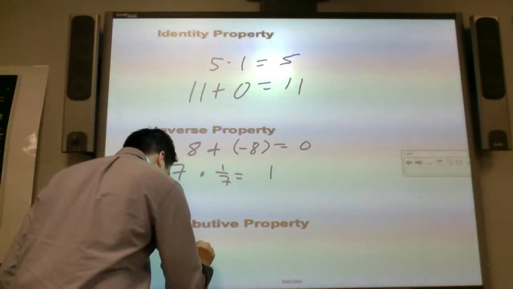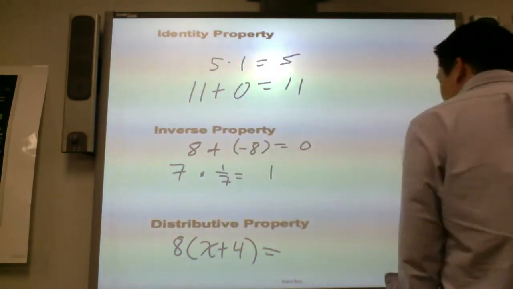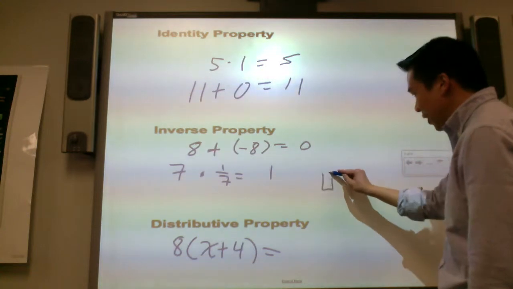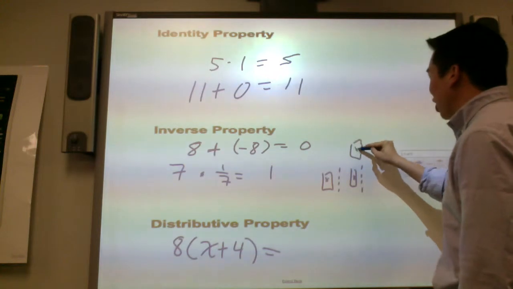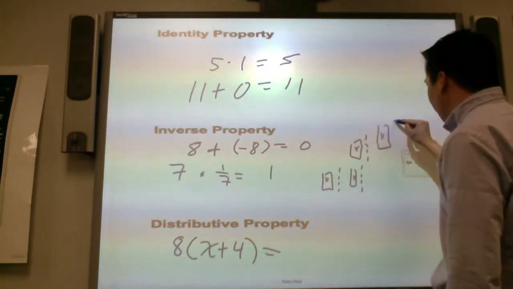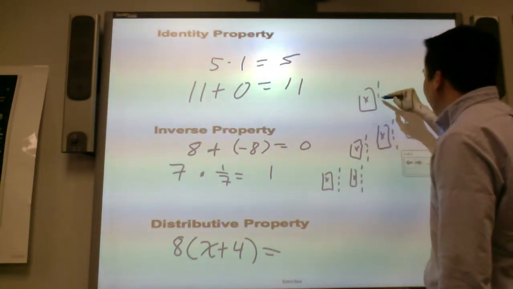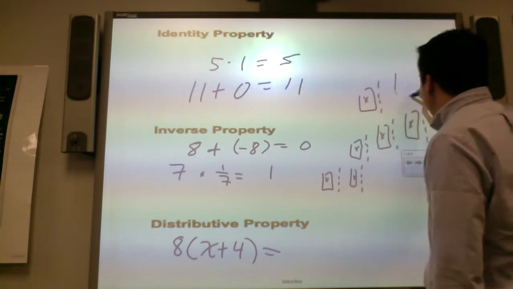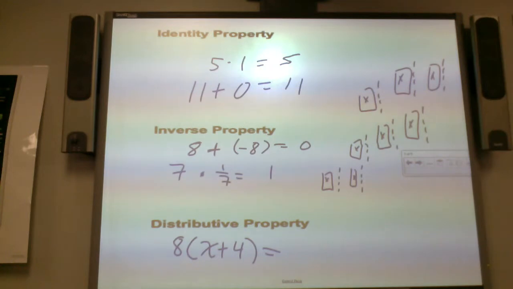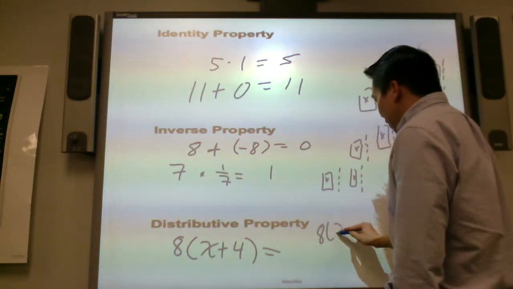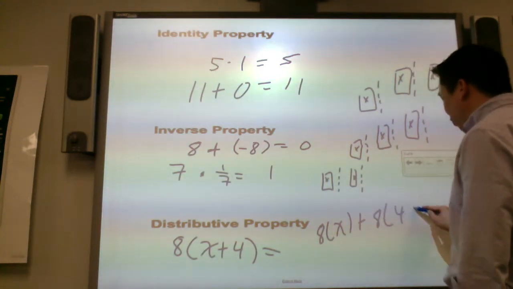You have 8 groups of x plus 4. So if you draw this, you have an x and you have 4. Oh God, why did I choose 8 groups of it? I'm going to have to draw 8 groups of x plus 4. Why did I choose this? 1, 2, 3, 4, 5, 6, 7, 8. How many x's do you see here? I see 8 groups of x's. How many groups of 4s do you see here? I see 8 groups of 4.